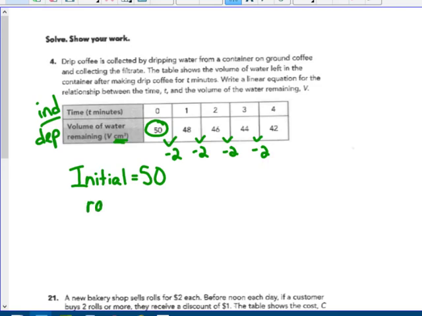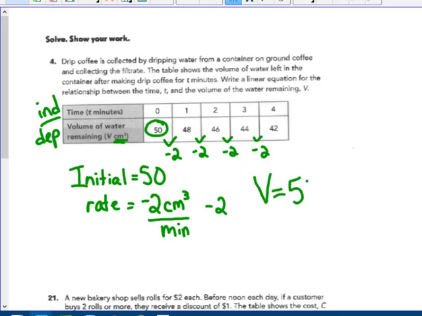My rate, how it's changing by exactly the same amount, is equal to negative 2 cubic centimeters, right? So it's going down by 2 cubic centimeters per minute. That's the rate. So it's negative 2. Now I'll put that into the equation using the variables that they've given you. So the volume left is my initial starting point of 50 minus 2 cubic centimeters per time.